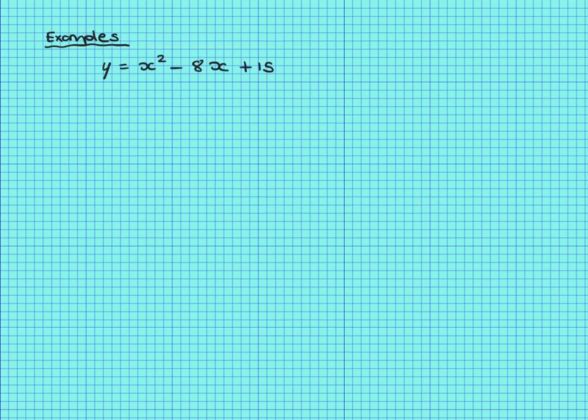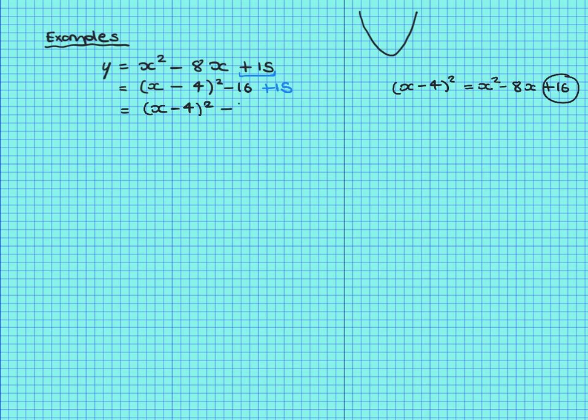Let's try another example. y equals x squared minus 8x plus 15. Again, this is a positive x squared graph, so it will have a shape like this. Let's complete the square. x minus 4 all squared. Now when we square out these brackets, x minus 4 all squared, we will get x squared minus 8x, and we know we're going to get a plus 16, so let's remove that, and then let's just include the positive 15 that was there at the beginning. So this gives me x minus 4 all squared minus 1.